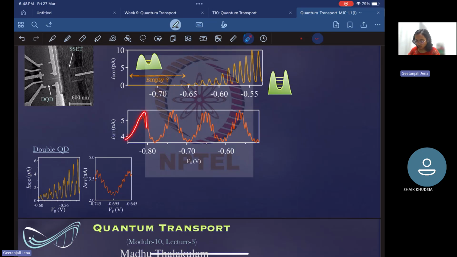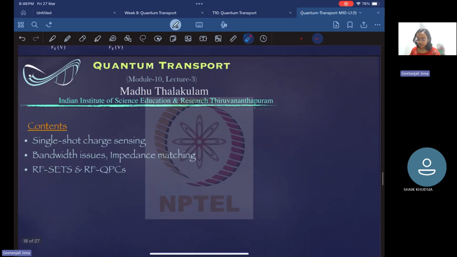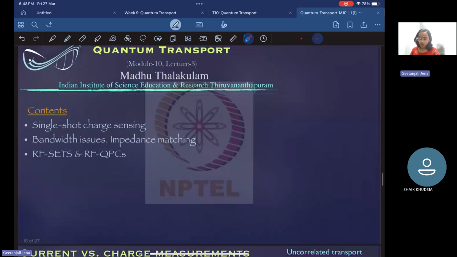And this slow oscillation is because of the interdot effect, the effect of the dot on this superconducting SET. I think this is fine for this double quantum dot. Okay. So let us see what has been covered in the last slides: how we can use the radio frequency SET for ultra fast sensing. Till now, do you have any doubt in any of this part of the slide?